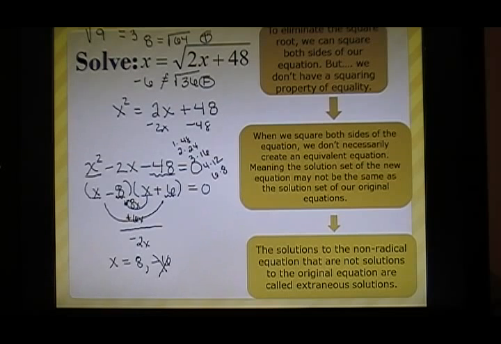Okay? So the problem that we run into is sometimes we get both numbers that will give us positive roots and also negative roots, but we only want the principal roots, and so that's why we're checking for these extraneous solutions. So 8 is the only solution to this equation.